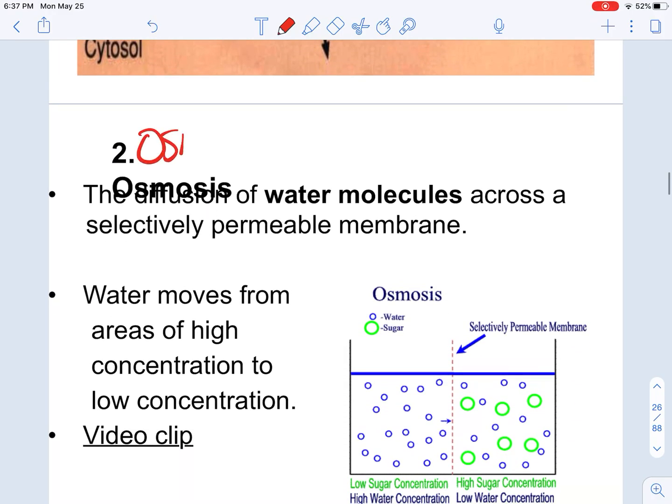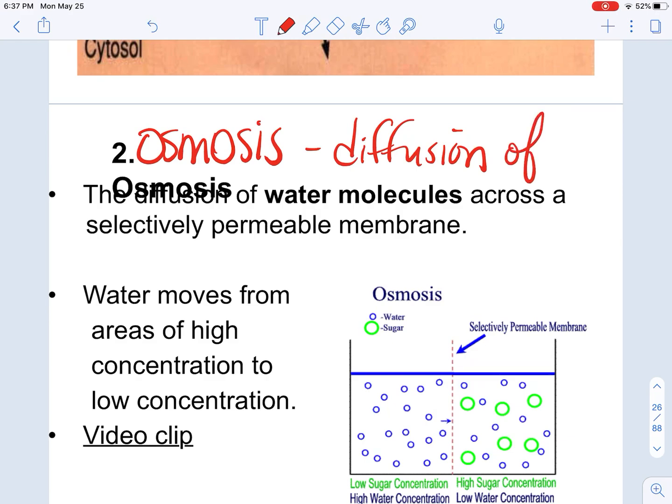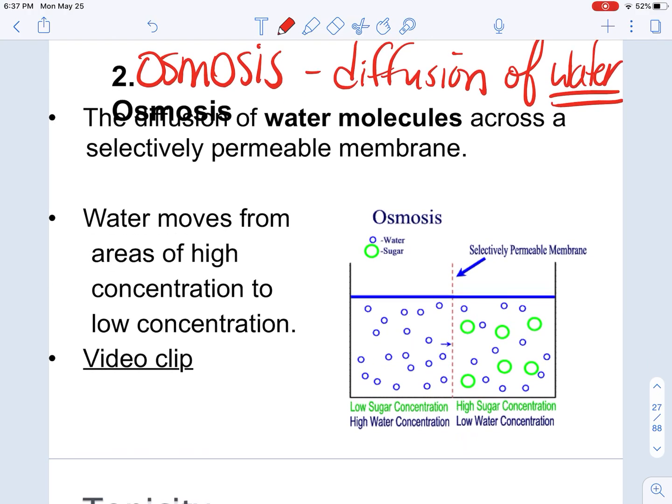Okay. Number 2, osmosis. All that is, is still diffusion, but it's diffusion specifically of water. So when water goes from where there's lots to where there's less, that is osmosis. So simply you can take a dry face cloth and dip it into water, and water gets soaked up into that face cloth. That is osmosis, because water goes from where there is lots to where there is less.